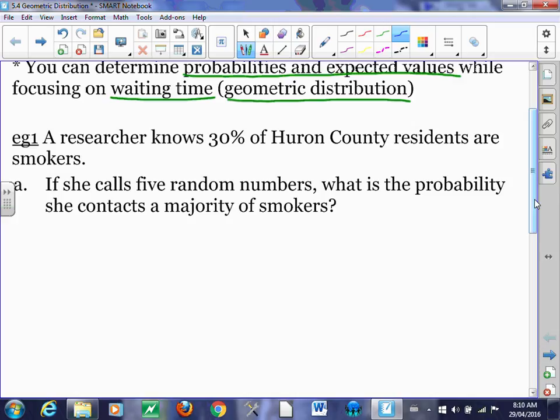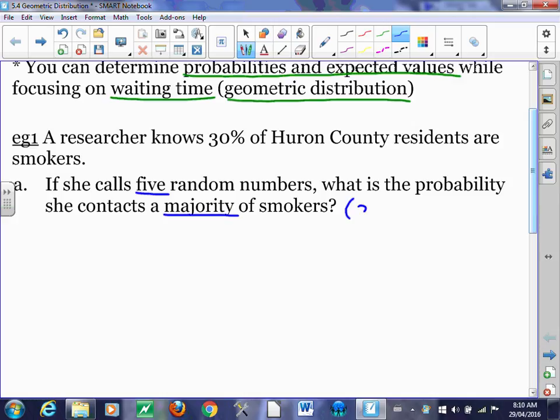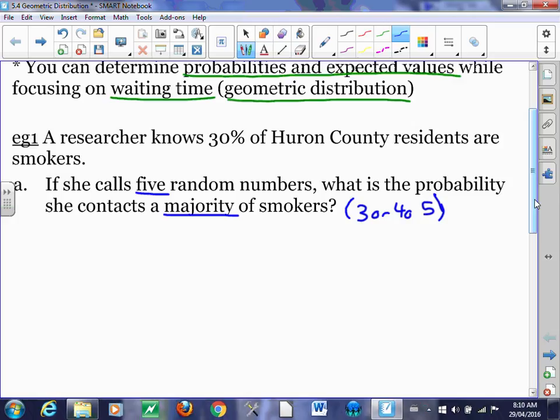Okay, so a researcher knows 30% of Huron County residents are smokers. If she calls 5 random phone numbers, what is the probability she contacts a majority of smokers? So out of the 5, it's either going to be 3 or 4 or 5, right? For majority. All right, let's think about our random variable. The random variable, what we're looking for is the number of smokers.